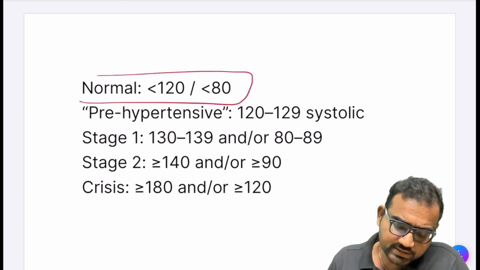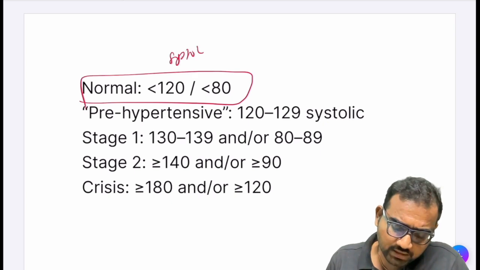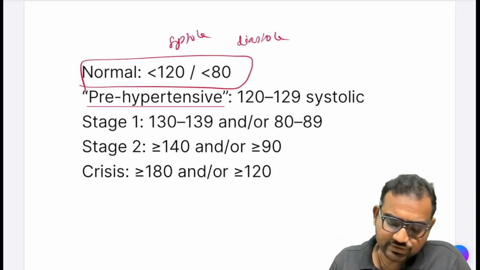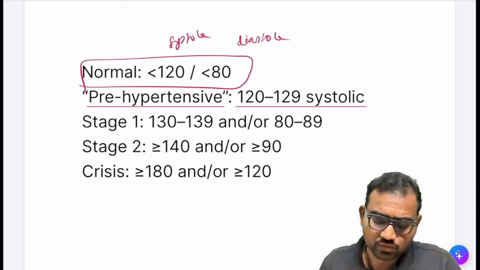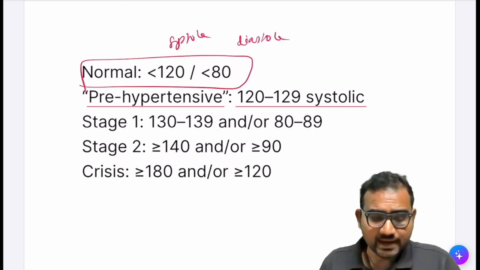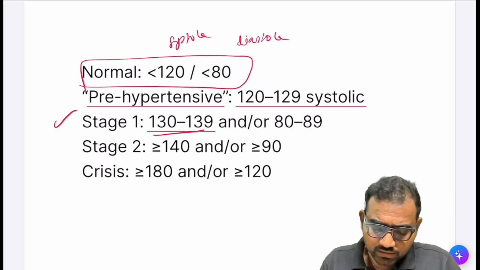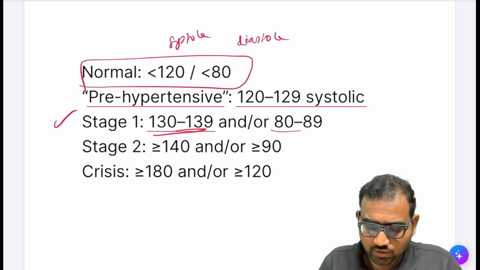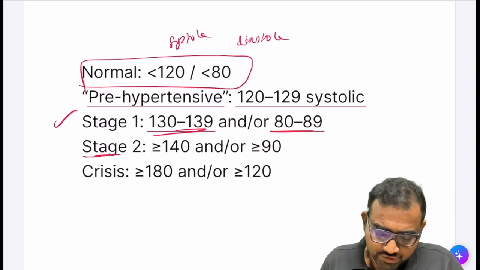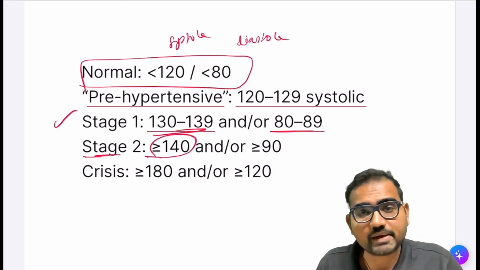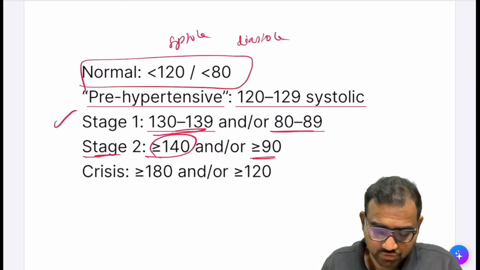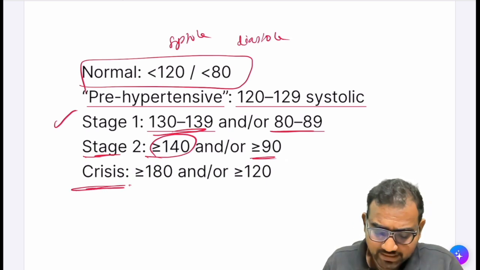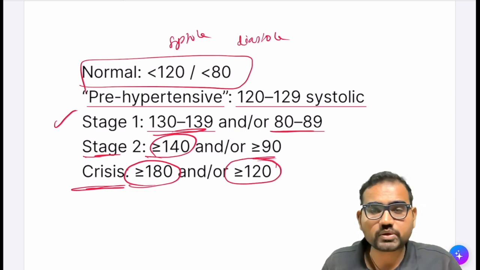Okay, now moving on, let us talk about the few normal values in hypertension. So normally it is considered as 120 systole and 80 diastole. Okay, so these are all the values which you should know, you should memorize. Pre-hypertensive is 120 to 129 systolic, and stage 1 is 130 to 139 systole and or 80 to 89 diastole. Stage 2 is more than 140 mmHg systole and or more than 90 mmHg diastole. Hypertensive crisis is more than 180 systole and more than 120 diastole.